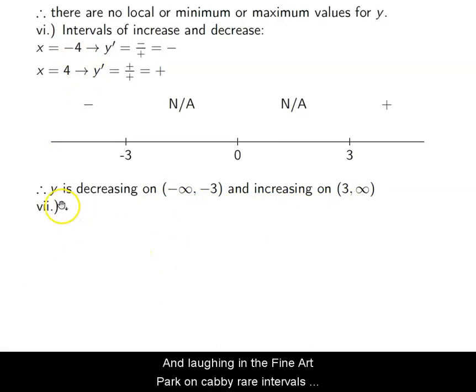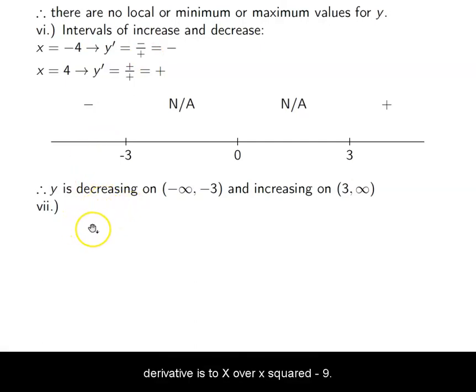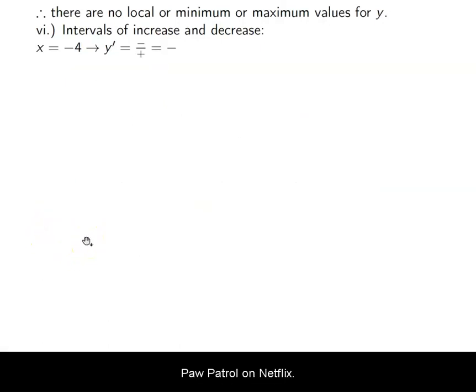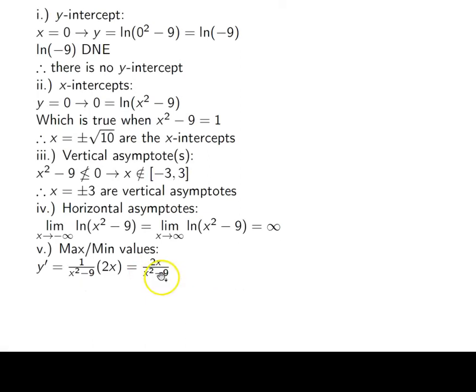Okay, and last we need to find our concavity, right? Our intervals of concave up and our intervals of being concave down. So I need to find the second derivative. So remember, my first derivative is 2x over x squared minus 9. So the second derivative is the quotient rule on that function. Okay, this is my first derivative. So using the quotient rule, I'm going to have 2 times x squared minus 9 minus 2x times 2x over x squared minus 9 squared.